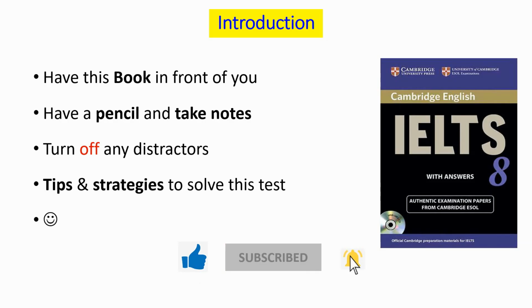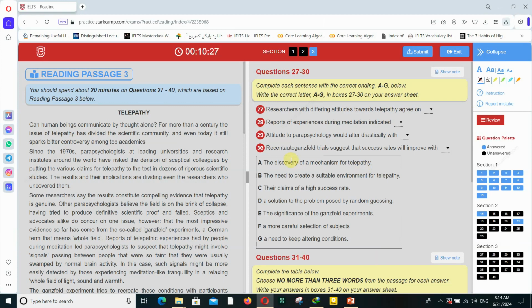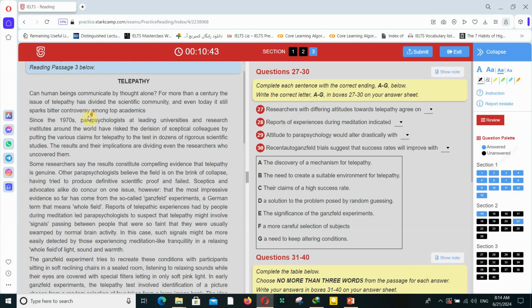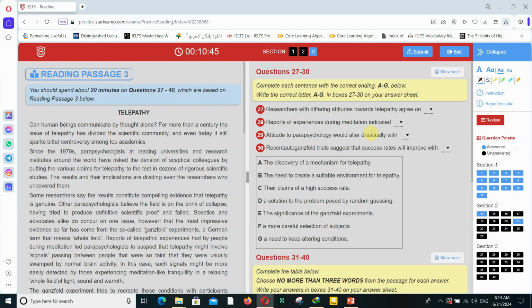Let's jump into it. I'm using this website, practice.startcamp.com, and I'm going to give you the link in the description. This is useful for the computer-based IELTS exam. On the left-hand side we have the passage, and on the right-hand side we have the questions. I'm going to give you a whole strategy about this reading test.